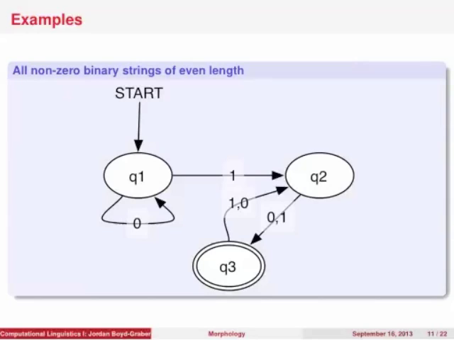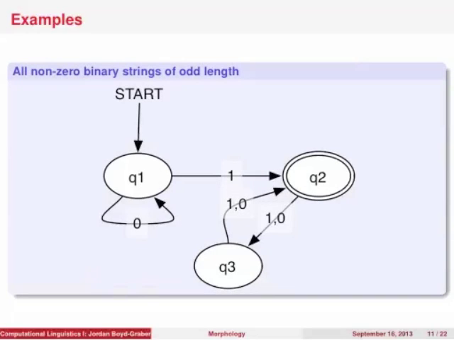I did something a little bit pedantic here. If you have a string that starts with leading zeros, they're not actually part of the string. So as long as you see zeros, that actually doesn't start your string. If you have an automaton that accepts strings of odd length, that looks very similar, except you just flip which is your accept state from Q3 to Q2.